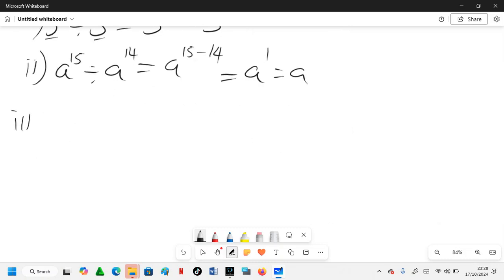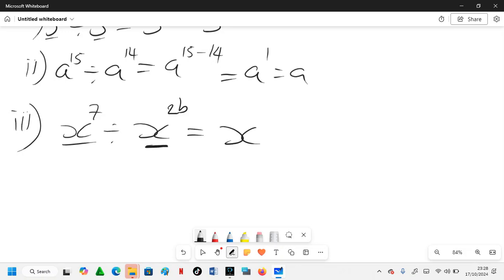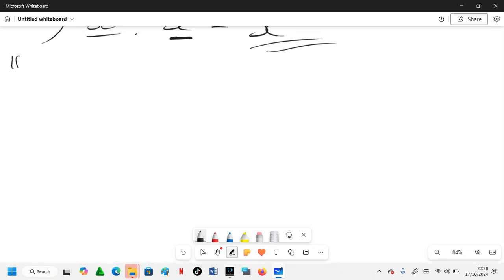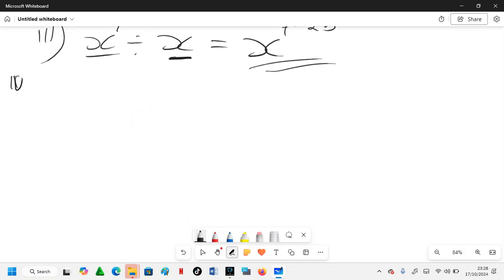Say you have x to power 7 divided by x to power, say, 2b, right? The bases are the same, so you just subtract the powers: x to the power 7 minus 2b. That's the most simplified manner that one can be written, right? I want to assume that the laws of division are understood. Let us look at a little bit more complicated example about the same. That one is going to be the fourth example.